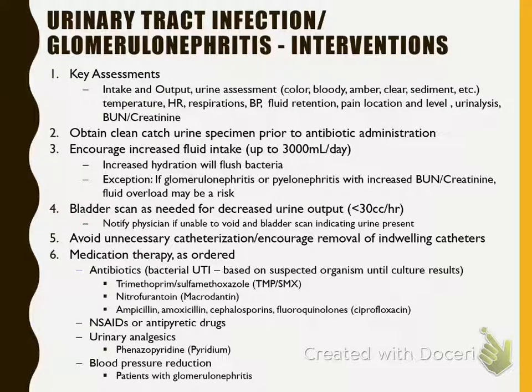But just so you know, if you're just getting a UA from people, it doesn't need to be clean catch, only the culture. But usually it's UA, C&S, and that's a urinalysis and culture. So you would want a clean catch. Whenever it's a culture, clean the area first as best you can. And you would probably use what to clean the area? Something antibacterial, like chlorhexidine or something like that. Usually an antibacterial wipe to kind of get rid of that whole mess down there.